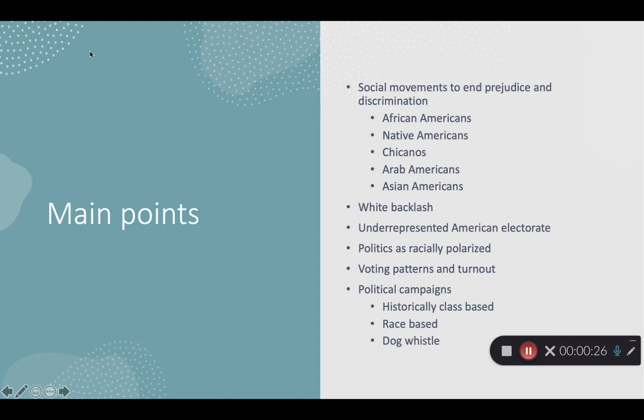We're going to look at how the American electorate, especially at the higher political levels, is underrepresented. We're going to look at politics and how it's often racially polarized. We're going to look at voting patterns and turnout by race, and also political campaigns that were historically class-based but over time have been highly influenced by race-based ideas. This is also known as dog whistle politics, the implicit suggestions of putting a race down.